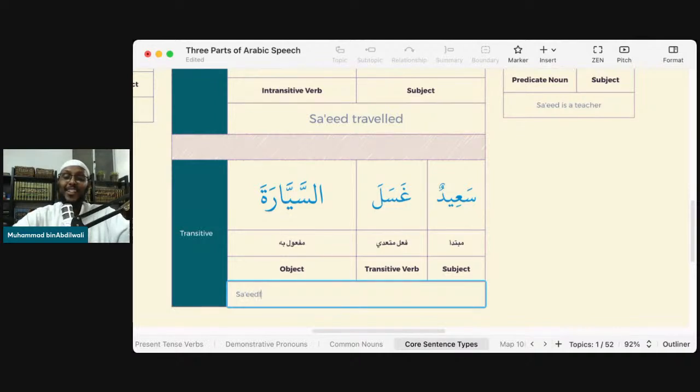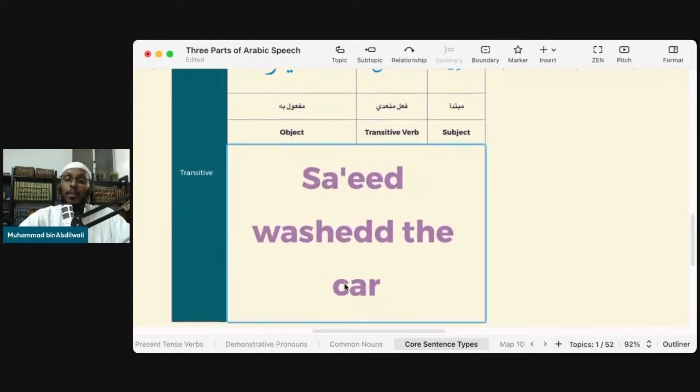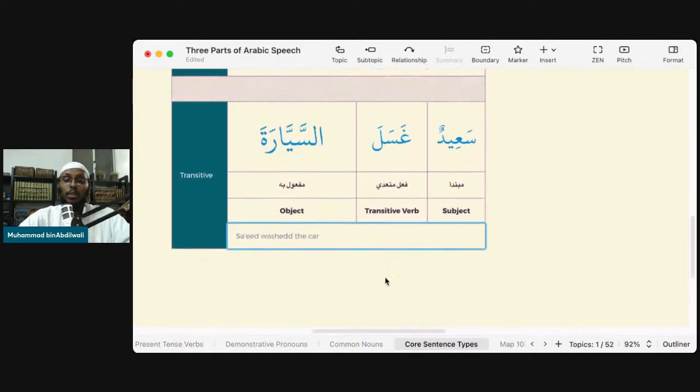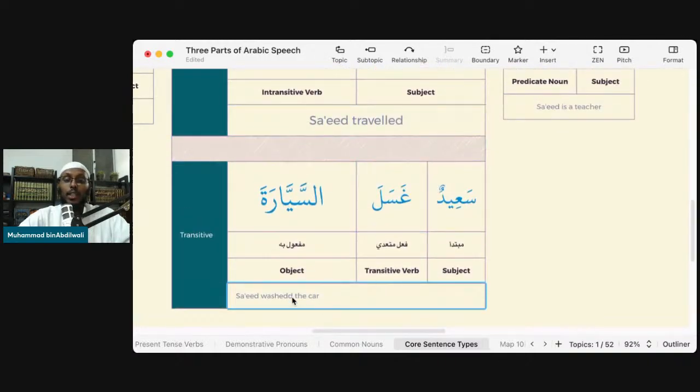Sa'id washed the car. Okay, Sa'id washed the car. Here we have a sentence that consists of three words. Why? Oh no, that's a mistake. Why do you have a sentence here that consists of three words?